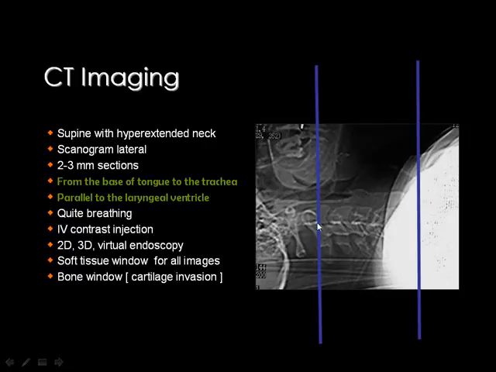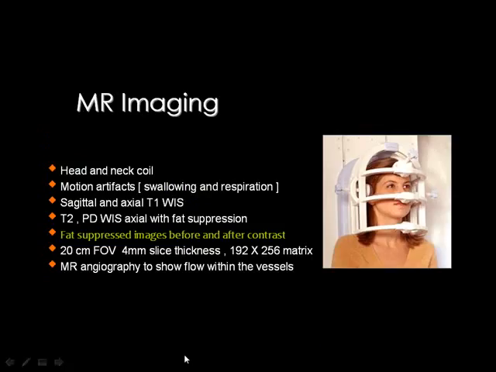We usually align the sections parallel to the laryngeal ventricle, starting from the mouth floor and ending by the appearance of the trachea. We usually cover this distance with 2 to 3 millimeter slice thickness, and we may use 2D and 3D reconstruction for the images.